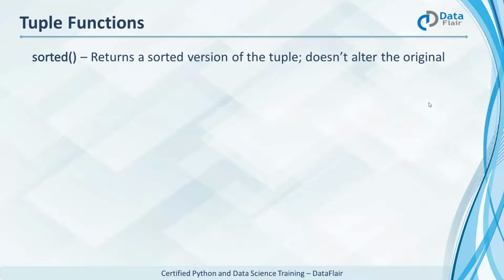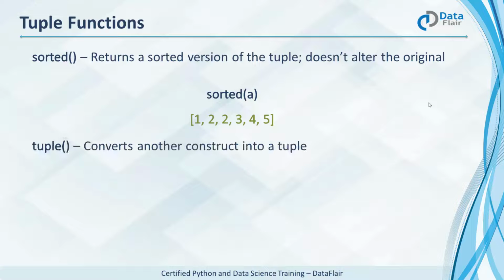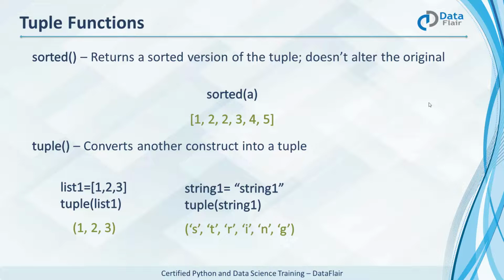Sorted sorts a tuple and returns this without modifying the original tuple. If we sort A, this is what we get. The tuple function converts another type into a tuple. This list can be a tuple, so can this string, with each letter as one value. Even a set can be a tuple. 213 becomes 123.